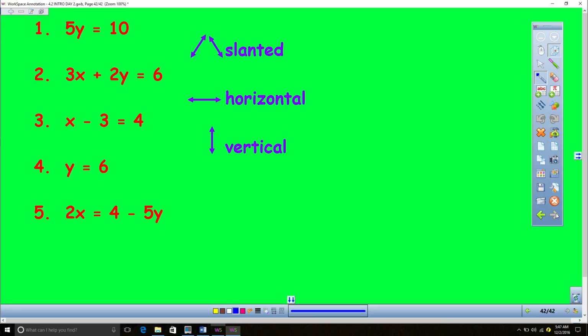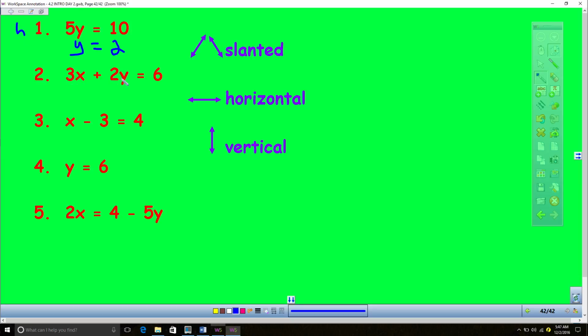All right, in class I asked you to recognize which of these lines would be slanted, which would be horizontal, and which would be vertical. So you should have looked at number 1 and said, well, I can divide both sides by 5. So this is really the equation y equals 2. So this is a y line, which means it's a horizontal line. So number 1 is horizontal.